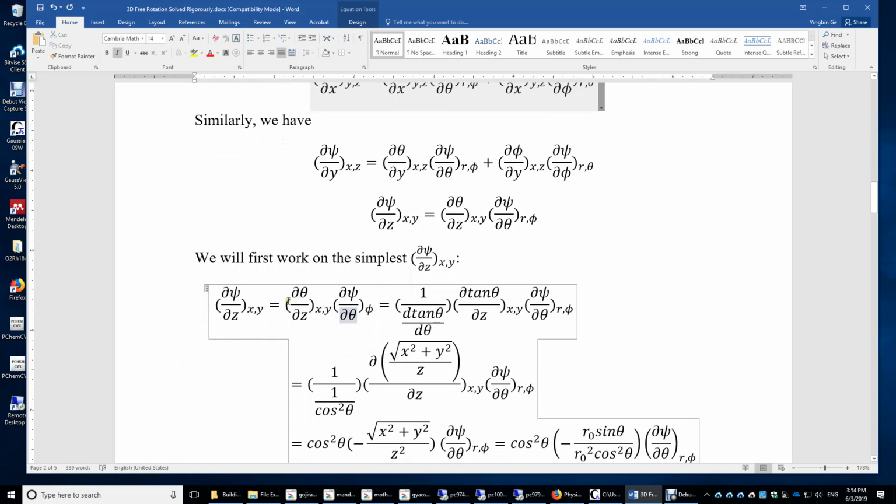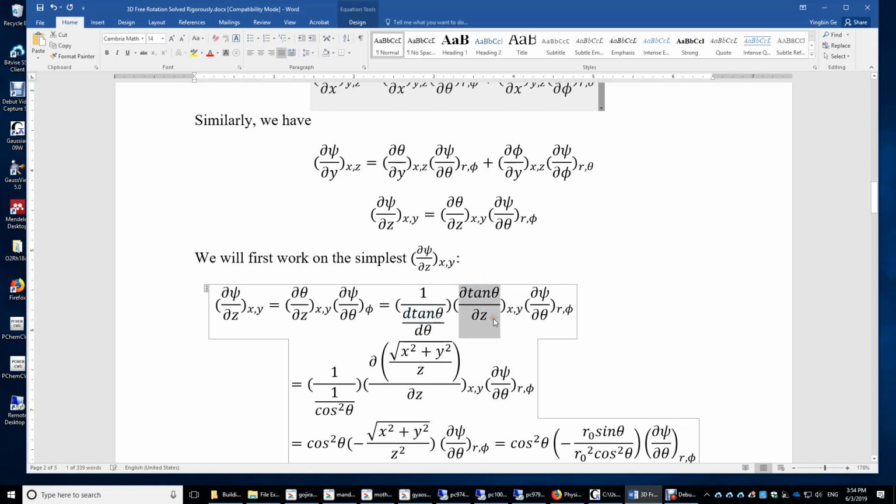It's very difficult to evaluate delta theta over delta z directly. So we use a trick here. We do delta tangent theta over delta z. This is doable. And then we do d theta over d tangent theta, or the reciprocal of d tangent theta over d theta. So this part is simply the reciprocal of the first derivative of tangent theta, which is 1 over cosine theta squared.